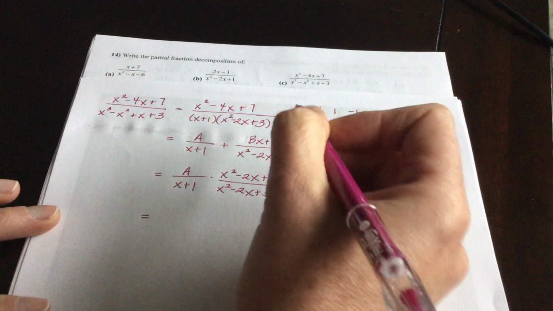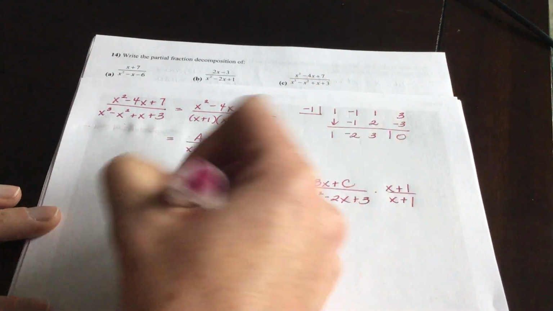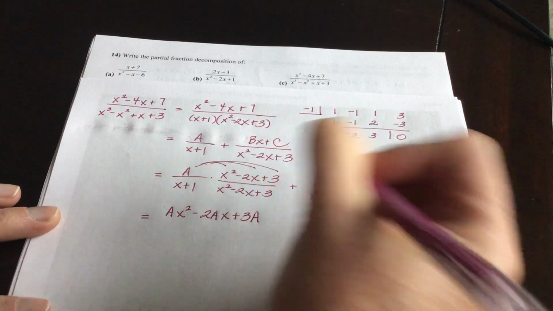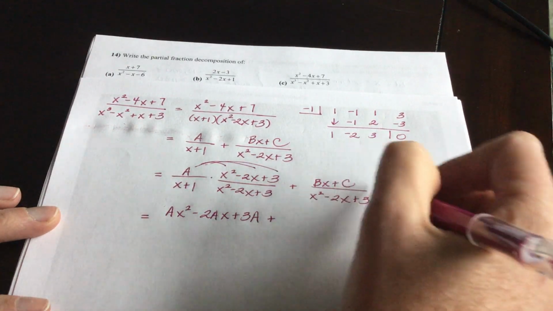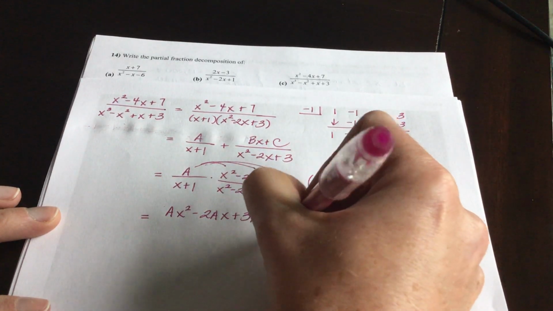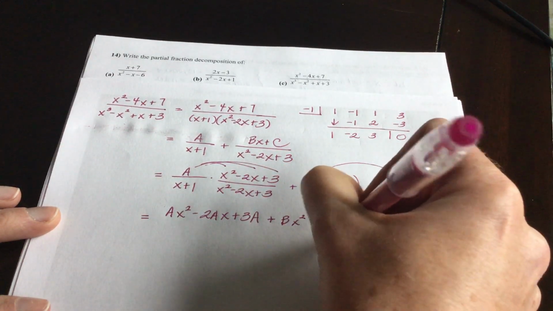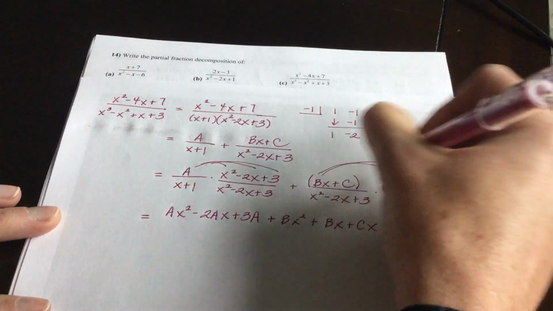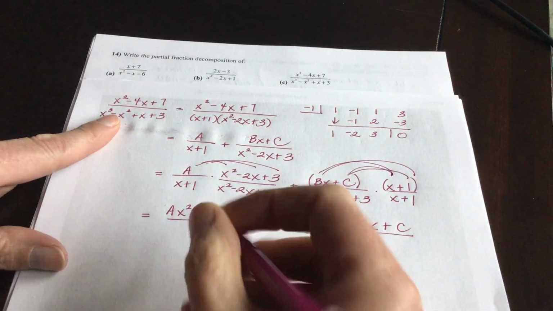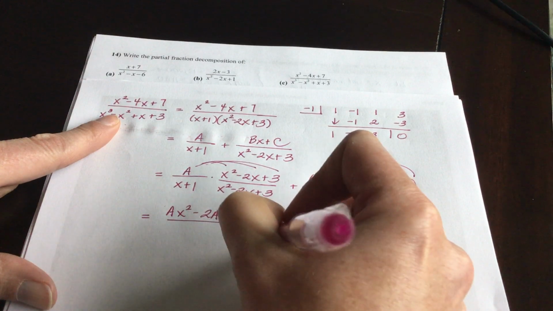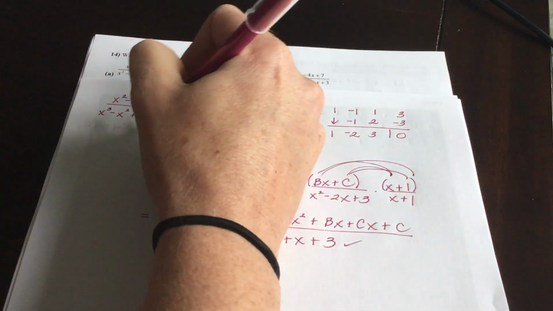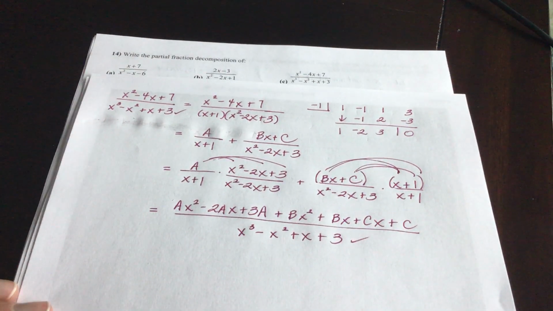Okay, so now what are we going to have? I'm going to distribute this in. We'll have Ax squared minus 2Ax plus 3A. I'm also going to have a good time distributing these guys together. So we'll have Bx squared plus Bx plus Cx plus C. When you multiply these two denominators together, you will get x cubed minus x squared plus x plus 3. Okay, denominator battle won.